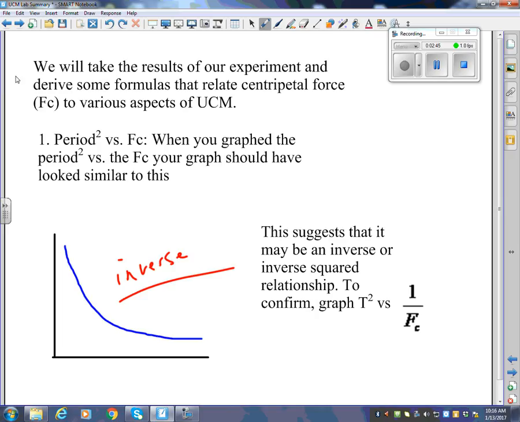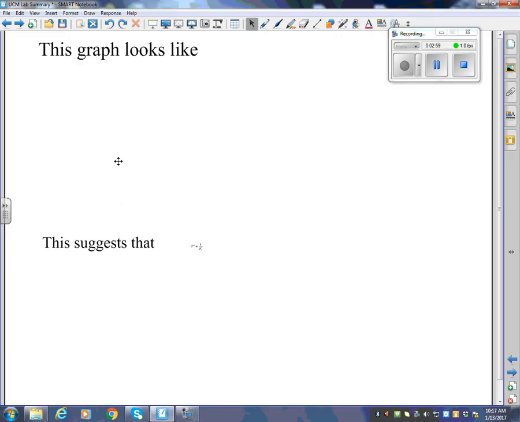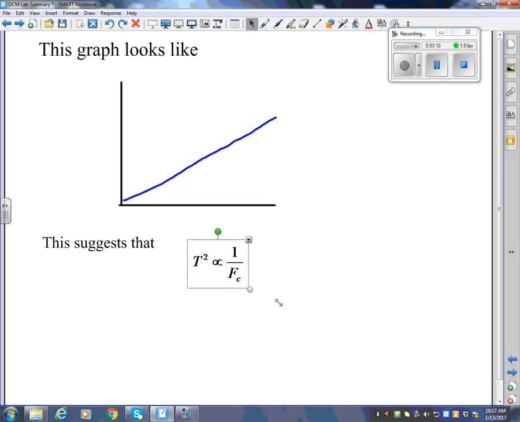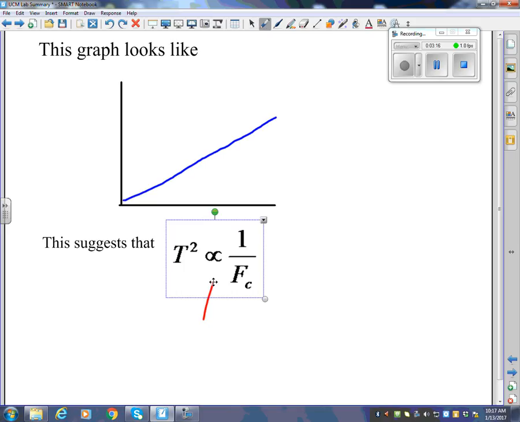Did you get linear when you did the second one? Sort of, kind of, maybe? So this suggests that it's likely an inverse or an inverse square relationship. So we're going to take T squared versus 1 over Fc, and when you do that, you should get a straight line. Right? This confirms our suspicion that T squared is proportional to 1 over Fc. The period squared is proportional to 1 over Fc.